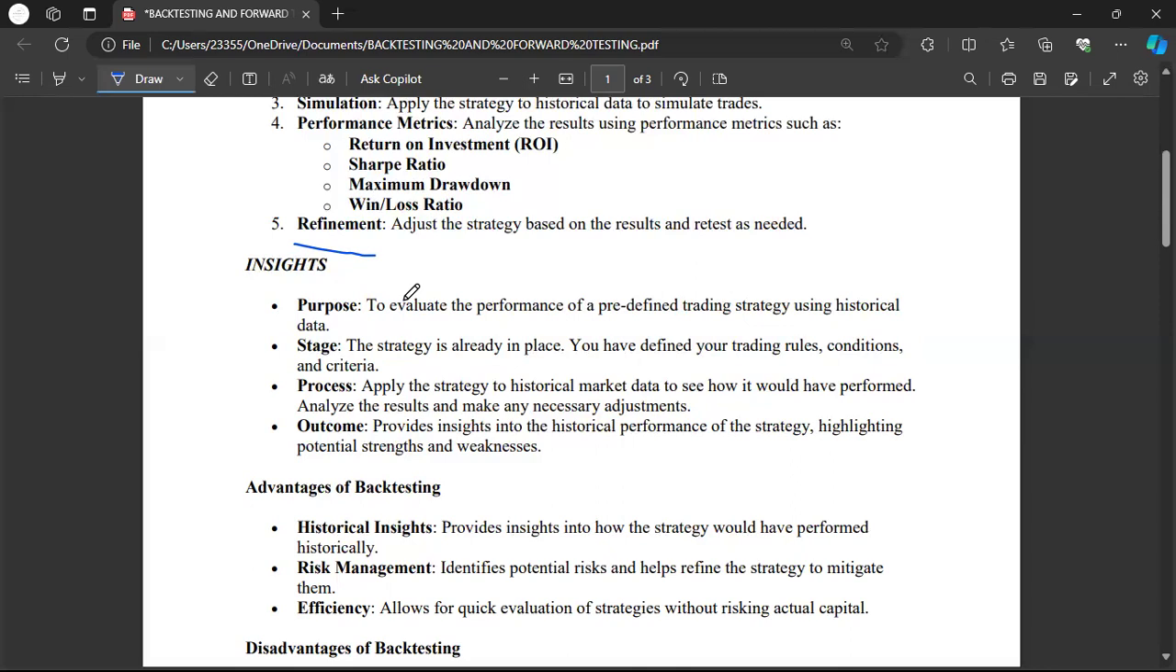So now let's look at the stage. The strategy is already in place. Like we said, you have defined your trading rules, conditions, and criteria. Let's say 3.3, Process. Apply the strategy to historical market data to see how it would have performed.